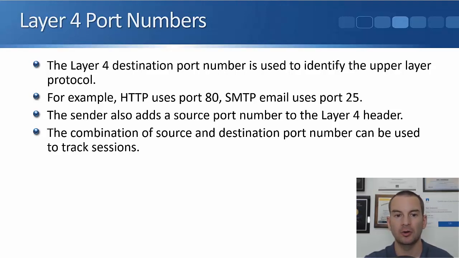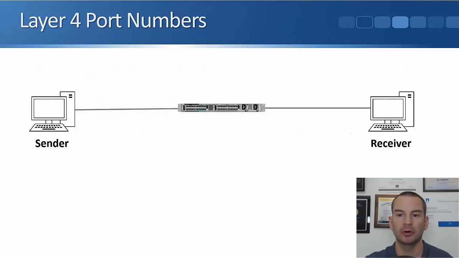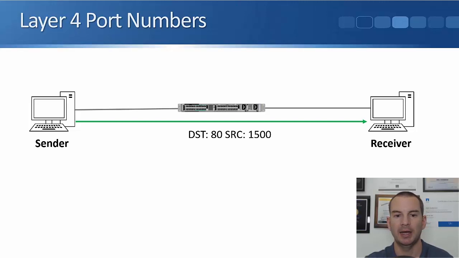The sender also adds a source port number to the layer 4 header. The combination of source and destination port number can be used to track sessions. So let's see how that works as well. Here we've just got one sender on the left, the receiver on the right, and we're sending web traffic again. The sender sends it with a destination port of port 80, the standard port for web traffic, and it will use a random source port number above 1024. In our example, it's using source port 1500.